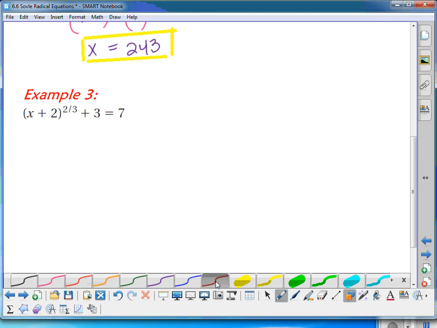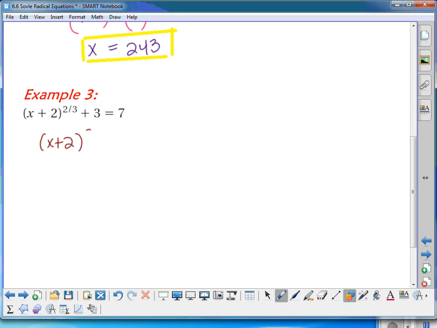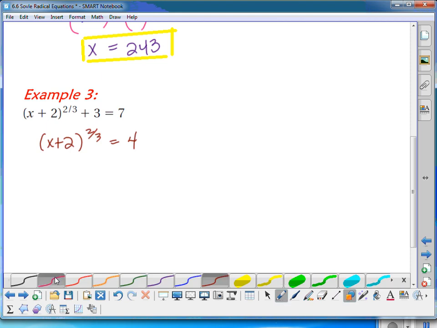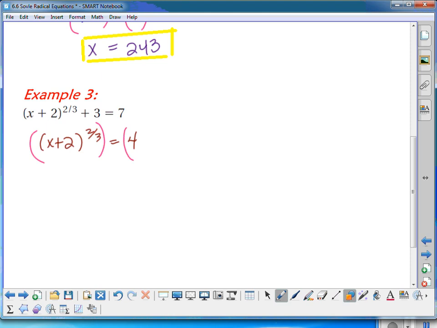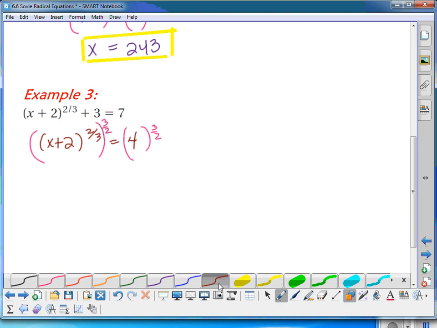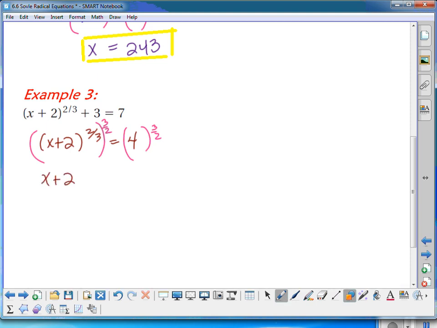Okay, so I've got x plus 2 to the 2/3 power plus 3 equals 7. I need to subtract 3 from both sides. So I've got x plus 2 to the 2/3. When I subtract the 3, I'm left with 4. And now I'm going to raise both sides to the 3/2 power. So on the left, I'm left with x plus 2. But on the right, I'm taking the square root of 4, and then I'm cubing it, correct?